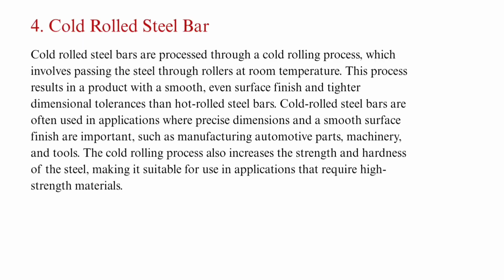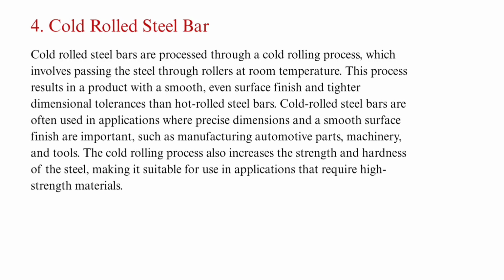Now the next is cold rolled steel bar. Cold rolled steel bars are processed through a cold rolling process, which involves passing a steel through rollers at room temperature. This process results in a product with a smooth, even surface finish and tighter dimensional tolerance than hot rolled steel bars. Cold rolled steel bars are often used in applications where precise dimensions and a smooth surface finish are important, such as manufacturing automotive parts, machinery, and tools.